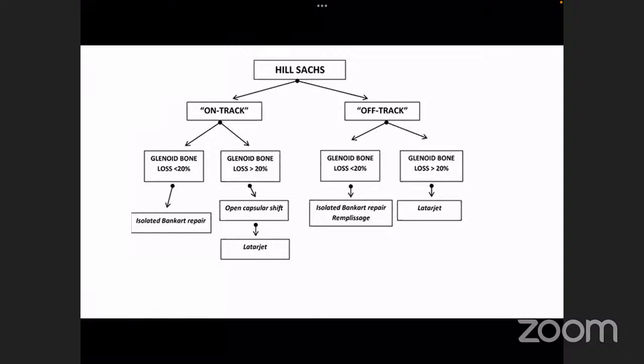In the setting of glenoid bone loss less than 20%, you can go for Bankart repair and remplissage. Remplissage means that you take part of the capsule with the infraspinatus and you put an anchor and stabilize it within the Hill-Sachs lesion, which will give you more posterior stability, but it will also limit the external rotation. If the glenoid bone loss is more than 20%, you have to consider either the Latarjet or a free tricortical bone block. Okay.